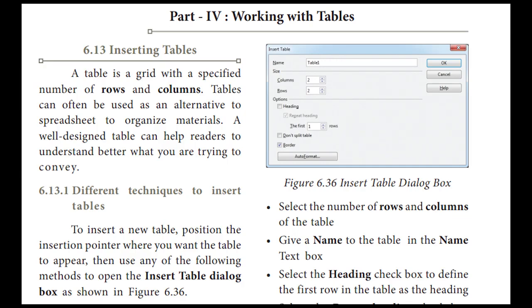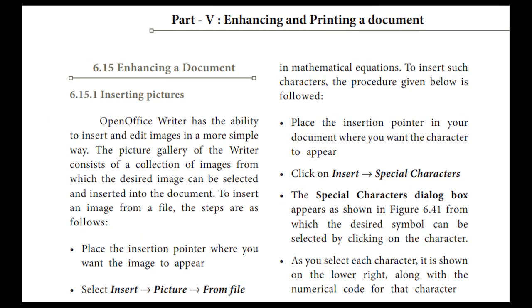And as a fifth part, you will be learning about enhancing and printing a document. Enhancing means you can include any picture, you can insert a picture from a file, you can insert some special characters which are not present on the keyboard. Some symbols will not be present on the keyboard, right? Those symbols you can insert from the symbol dialog box, okay? And some shapes are also there.